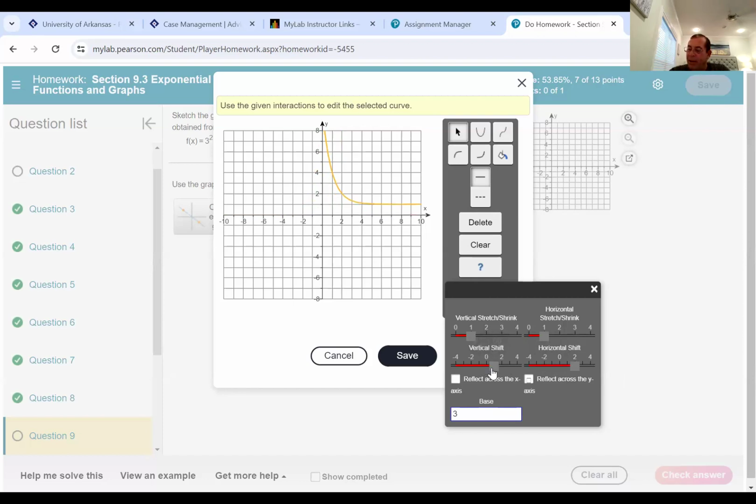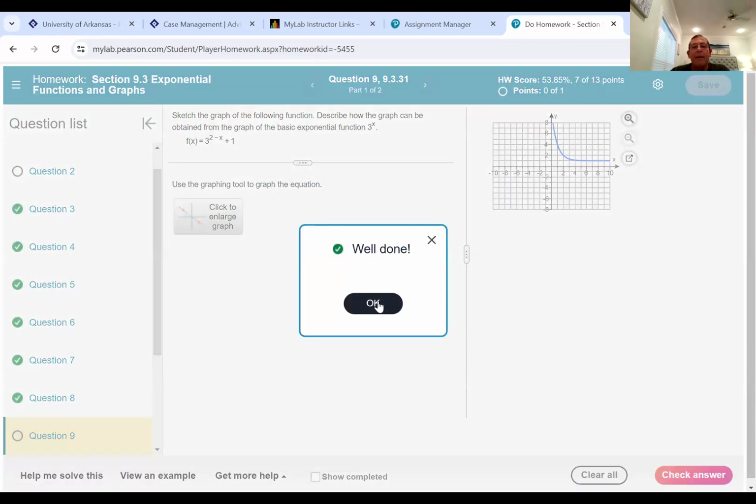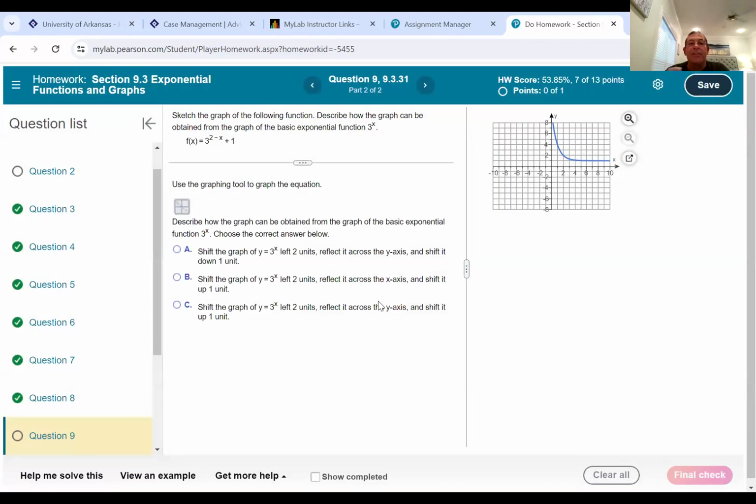Now remember, come down here. So this one's already got my base at 3, so I'm good. So I would save that. Check the answer. Then it's going to come in and make us do our moves.